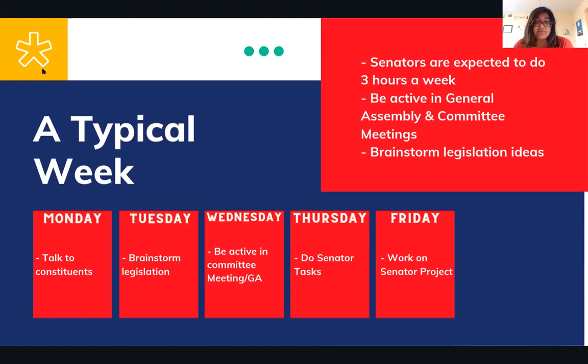And then, of course, one thing that I forgot to mention is you usually have a senator project that you have the entire academic year to work on. The senator project can be anything, and it can be a goal. You can write down a goal. When I was chair of CCA, my goal was to get 1,000 signatures on a petition, or not a petition, but on a survey, sorry.